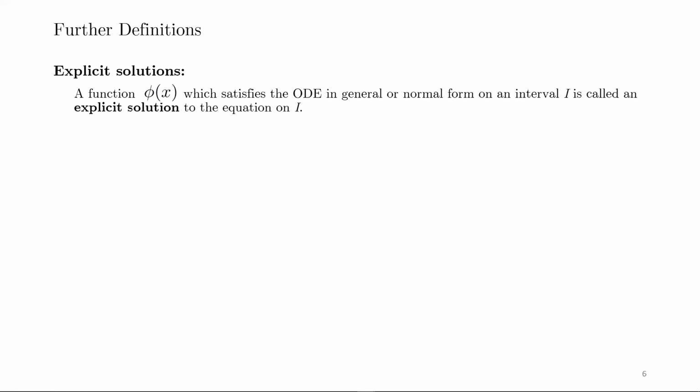Okay, so it is possible to have functions that satisfy the ODE over a finite domain, but not maybe over the whole real line. And so we'll come across examples of that as we carry on.